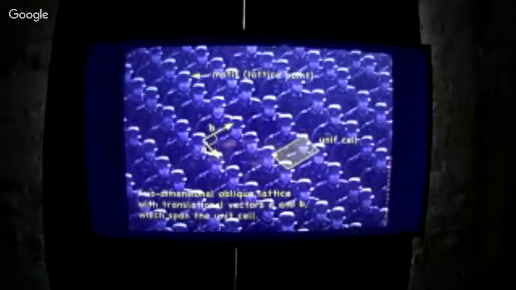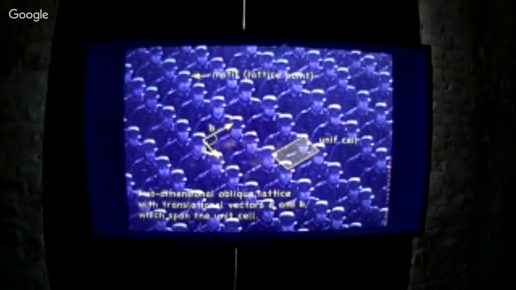A is not equal to B, and the angle is not 90 degrees, so it's an oblique lattice. It's any lattice. You'll see soon you can have rectangular, square, and so on. The two translation vectors define for us a unit cell. A unit cell is the smallest area which contains all the properties of the big array. It repeats itself in two dimensions.